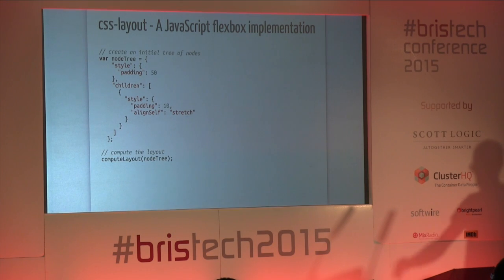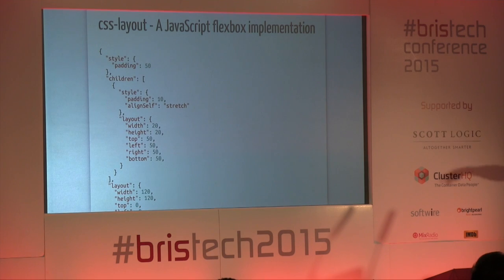Now, this is pretty trivial. I think align self is the only actual Flexbox attribute in there. You give it a node tree. You tell it to compute the layout. I know it goes off the bottom of the slide, but basically it computes the Flexbox layout and tells you the boundaries of each of the components, which is really cool.